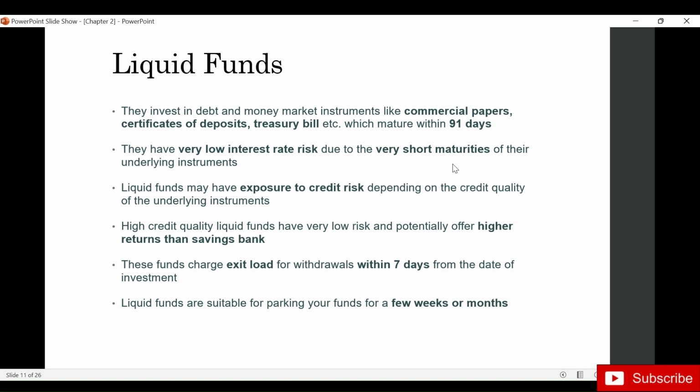The high credit quality liquid funds have a very low risk, and they also offer higher returns, that is higher interest rates, as compared to savings bank accounts. Also, liquid funds charge an exit load if you withdraw your money within 7 days of investment. So, concluding, we can say that liquid funds are suitable for parking your funds for a few weeks or months.